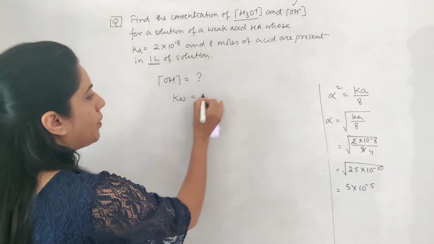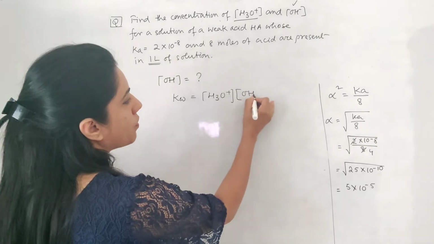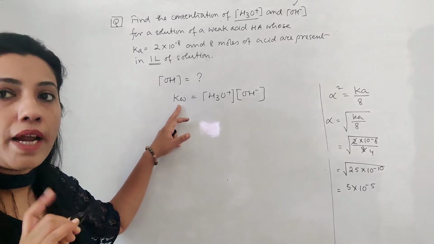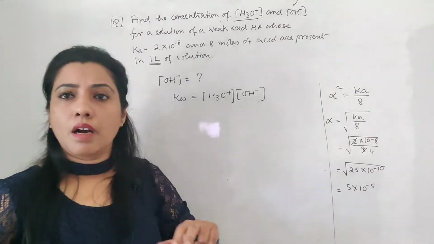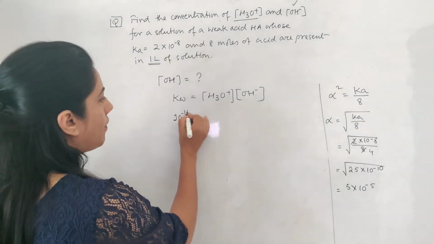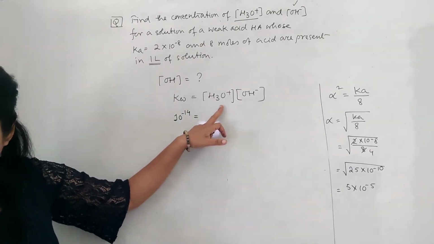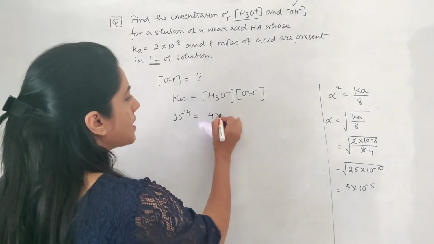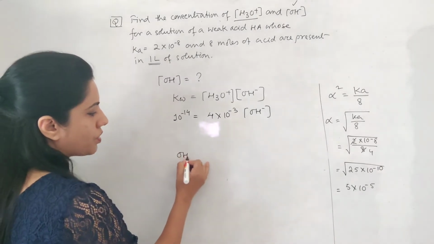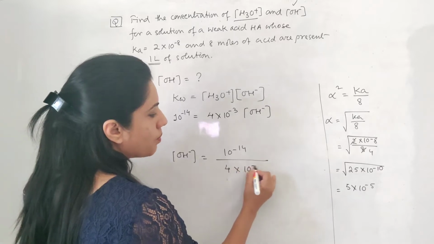Ionic product of water Kw is equal to concentration of H3O plus into concentration of OH minus. We know this. Now the value of Kw is constant at 298 Kelvin. If nothing is given, we will by default consider the temperature is 298 Kelvin. So 10 raised to power minus 14, I will put it here. Concentration of H3O plus, we just got it, is 4 into 10 raised to power minus 3, into concentration of OH minus. So from here we can get concentration of OH minus, which is 10 raised to power minus 14 divided by 4 into 10 raised to power minus 3.